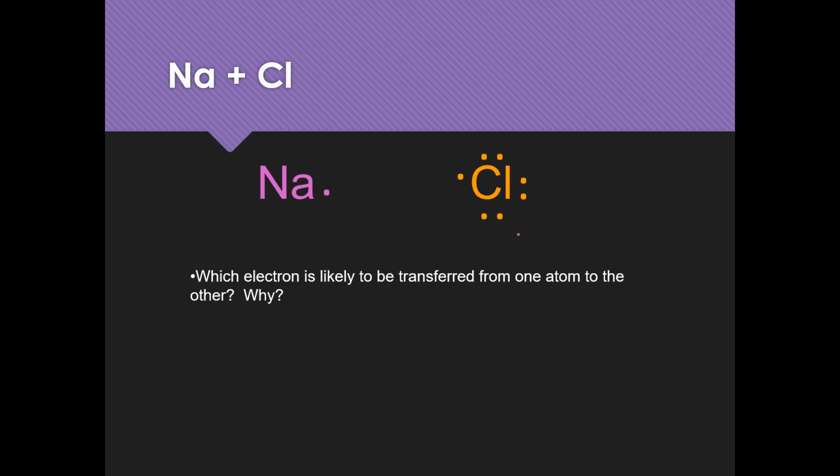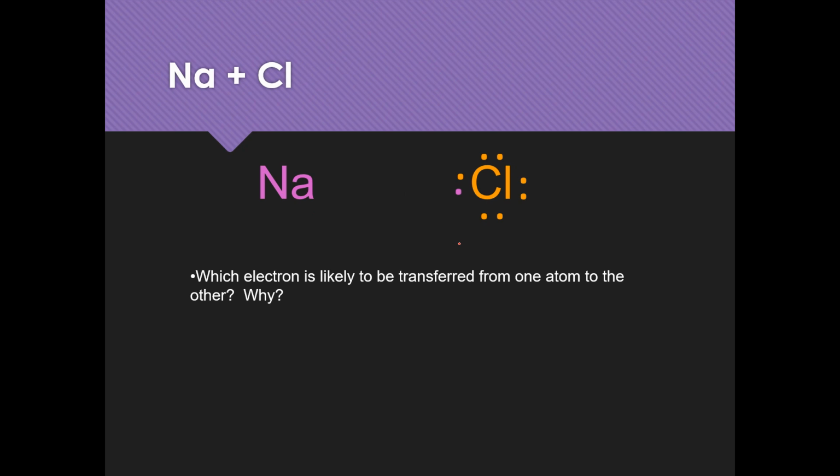Which one is going to be more likely to lose electrons? Well, if we look at the periodic table, we know that sodium has a much lower ionization energy than chlorine, so sodium is most likely to lose an electron of the two. And we also know that chlorine has a much higher electron affinity, so it is more likely to gain an electron. So that's exactly what happens. The single electron on sodium is removed and is given to chlorine.